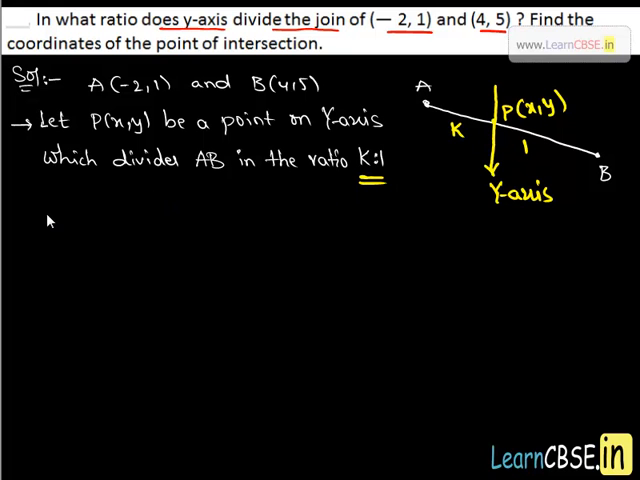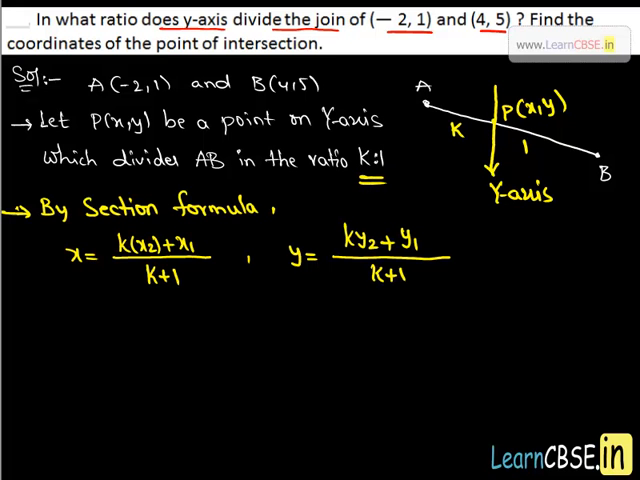By using the section formula, we can find out the value of k. Therefore, we have the coordinates of P are (k x2 plus x1) divided by (k plus 1) and the y coordinate is (k y2 plus y1) divided by (k plus 1). Here (x1, y1) and (x2, y2) are A and B. Since the point lies on the y-axis, its x-coordinate should be equal to 0. Equating the x-coordinate to 0 because P lies on the y-axis, we have (k x2 plus x1) divided by (k plus 1) equal to 0.